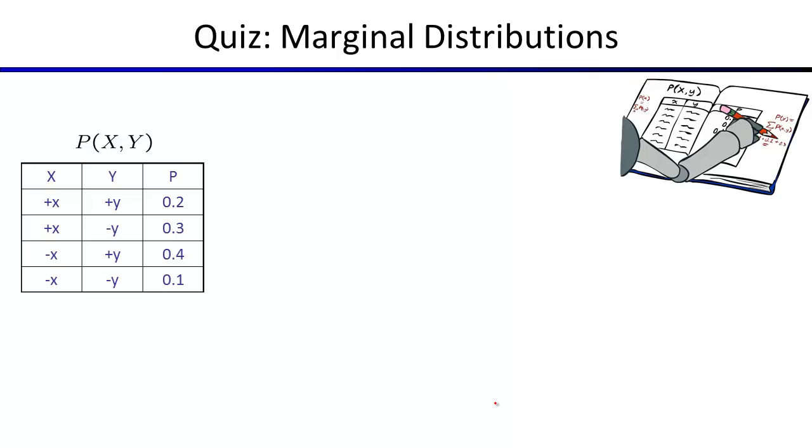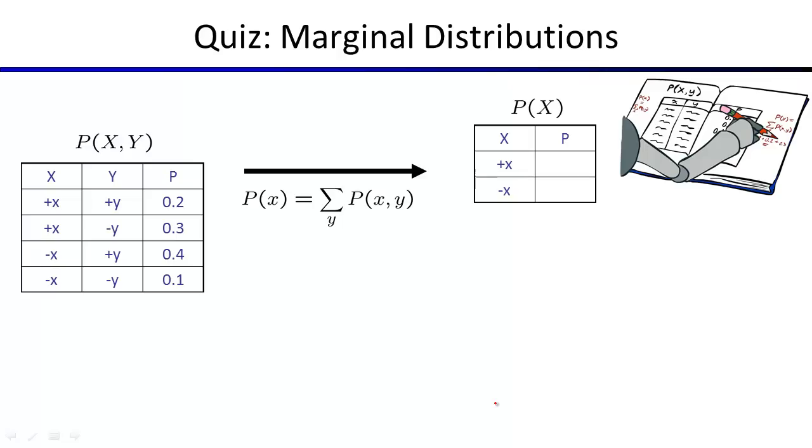Okay, so let's do a quick quiz here again. Let's build marginal distributions. Let's build one for px. So what's the first entry here? And here is 0.5. How do we get that? We have plus x over here. Grab the consistent entries with plus x, sum them together, 0.5. Minus x, we can do the same thing over here, 0.5.